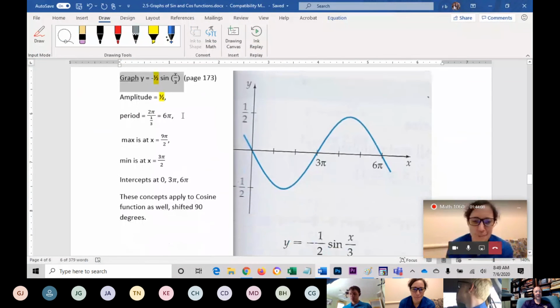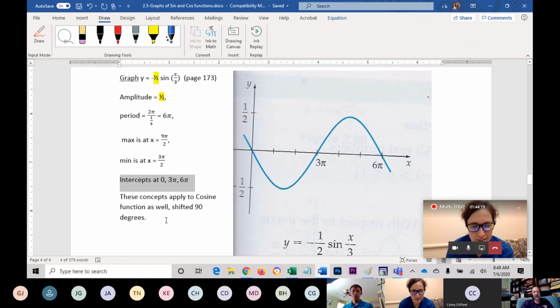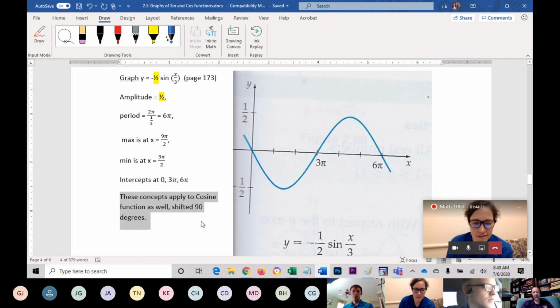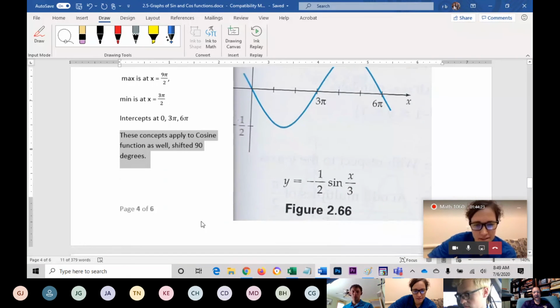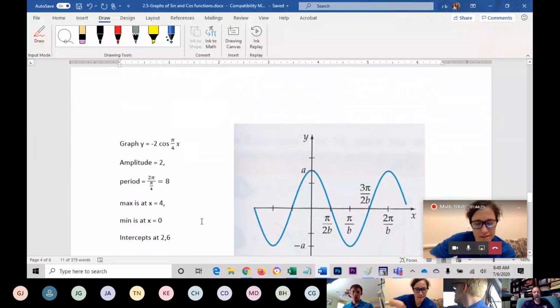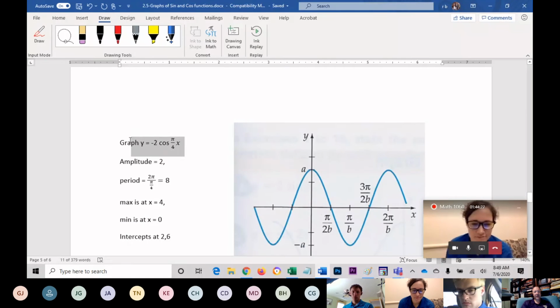So there we go. Just like we said, period is 6 pi, maximum 9 pi halves, minimum 3 pi halves, intercepts at 0, 3 pi, and 6 pi. These concepts apply to the cosine function, but it's going to be shifted 90 degrees. Okay. So let's do this one here.